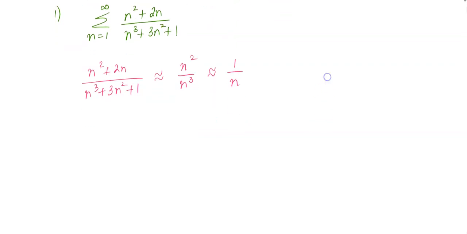So now we can use limit comparison test, because we've got the green one, which is given in the problem. We generated the pink one by approximating it, and then we use the limit comparison test.